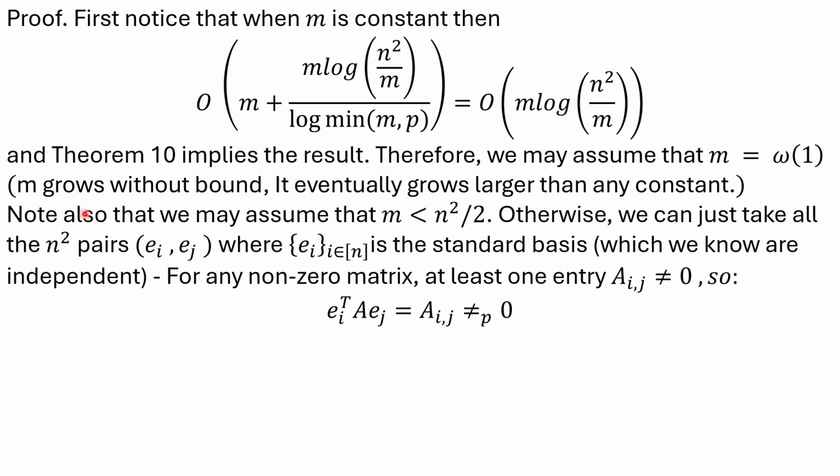Note that we can also assume that m is less than n squared divided by 2. Otherwise, we can just take all the n squared pairs because the bound will be n squared. This term will be gone, will be constant, and we're left with O of m, and m is greater than n squared divided by 2, so we can choose n squared pairs, and because A is a non-zero matrix, at least one entry is not zero, and the basis will catch it.